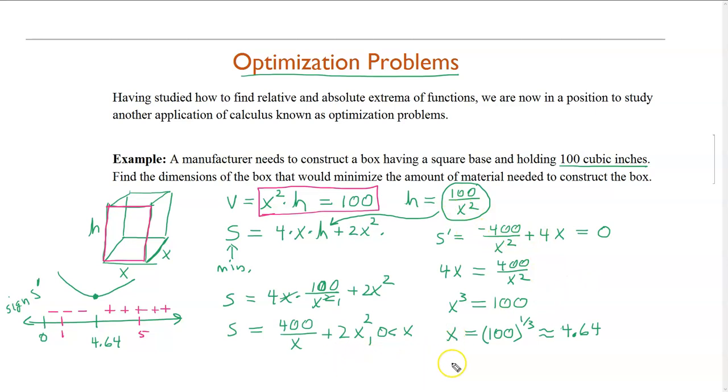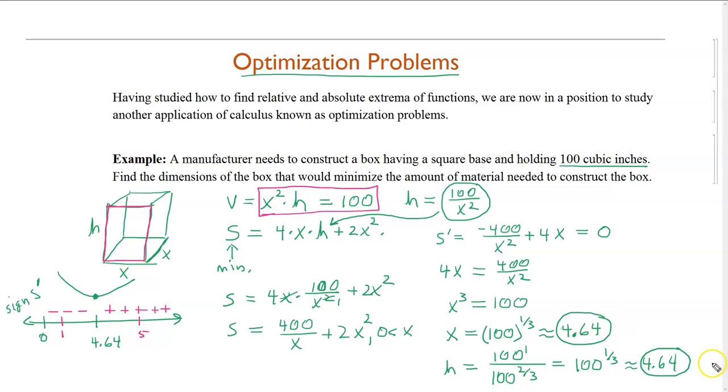So now solving for h would be 100 divided by 100 to the 1/3 power squared. That's going to be 100 to the 2/3 power. And that is also, using our rules for exponents, this is going to be 100 to the 1 minus 2/3, and that is 1/3 as well. So we see that our height is the same as the dimensions of our base. So this is also 4.64.